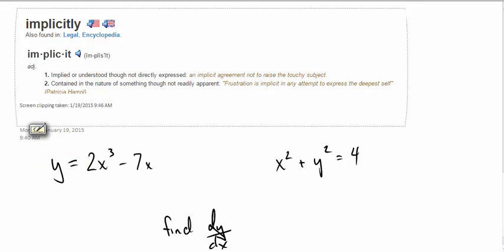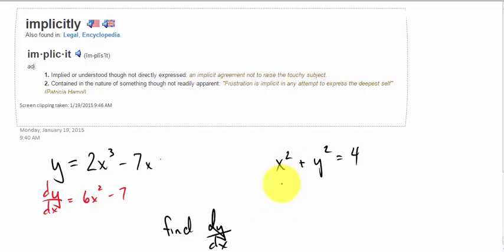If we're going to find the derivative, find dy/dx, the explicit one is what we've been talking about. dy/dx is equal to, now we use the power rule, 6x squared minus 7. Easy peasy.